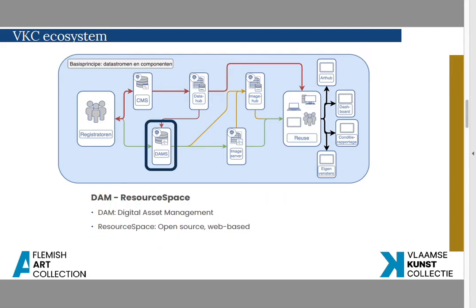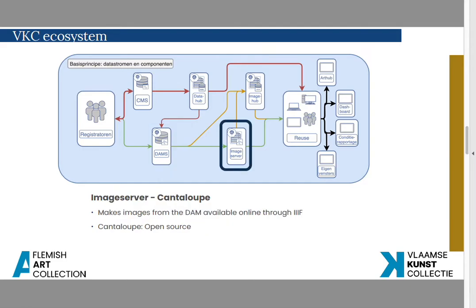In addition, several museums have a DAM system, a digital asset management system, for managing their images and possibly also videos and other documents. In practice, it's very often ResourceSpace, which is an open source and web-based DAM. The next component of the ecosystem is an image server that unlocks images from the DAM system via IIIF. Thanks to this image server, we manage to display high-resolution images to users in a user-friendly way. In practice, we often use Cantaloupe Image Server because it's open source and runs on IIIF 2 and 3.